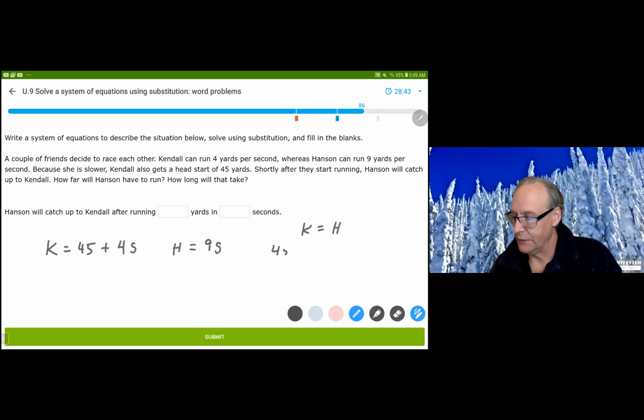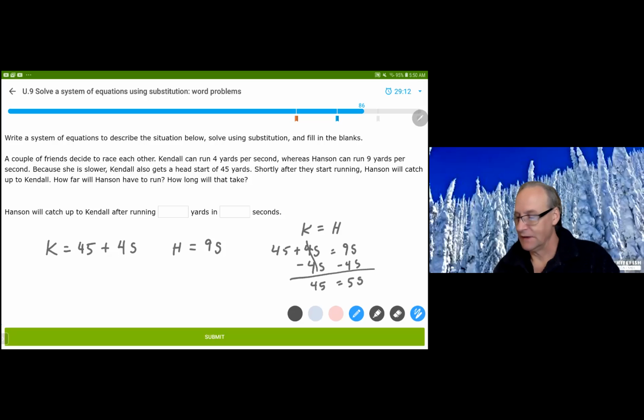So 45 plus 4S is equal to 9S. And again, we have that weird situation where you could subtract the 9S from both sides and end up with a problem. So it's better to subtract the 4S. Watch out for my weird error that I showed you. So 45 is equal to 5S.